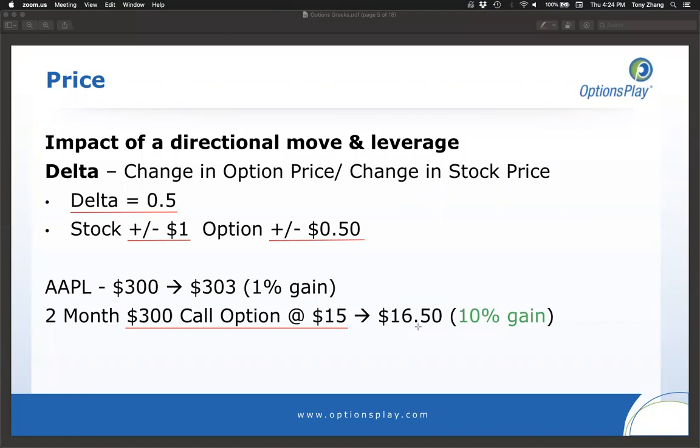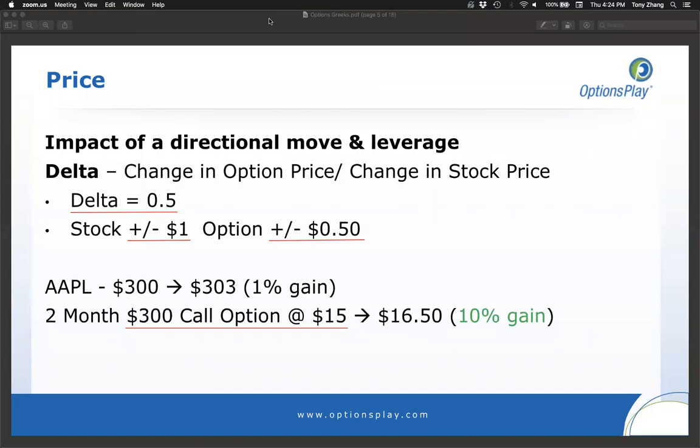It increases by $1.50 because the stock moved up by $3. So this is how we can utilize Greeks to help us calculate the potential outcome of our option strategy when we expect the stock to move in a specific direction or a specific magnitude.